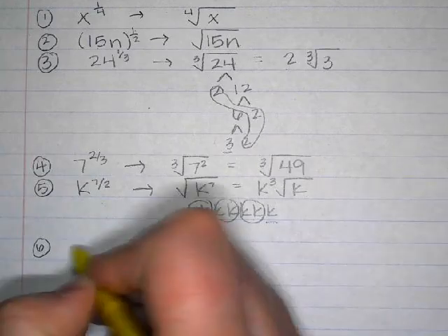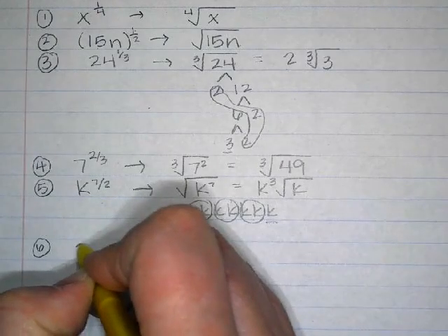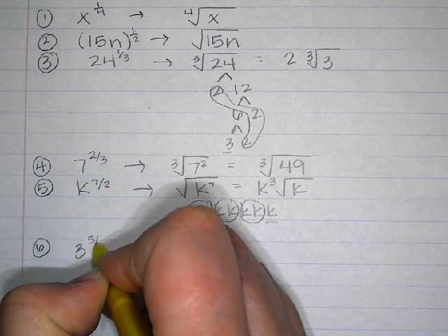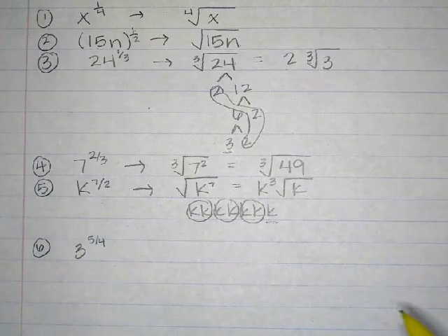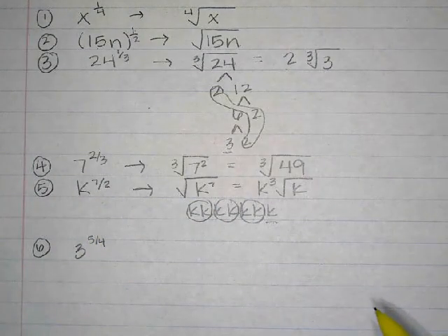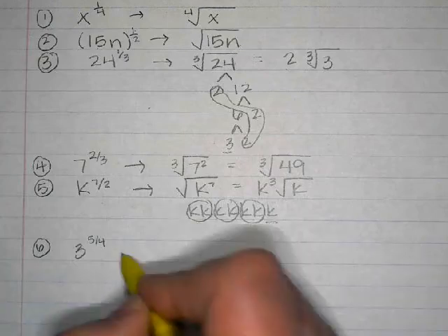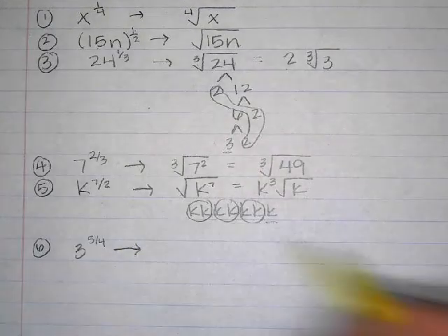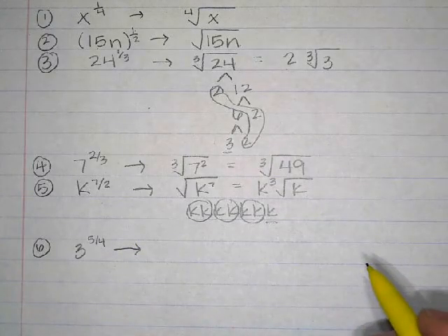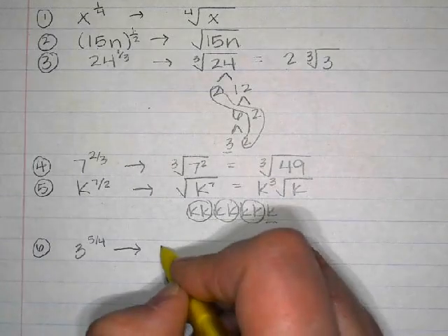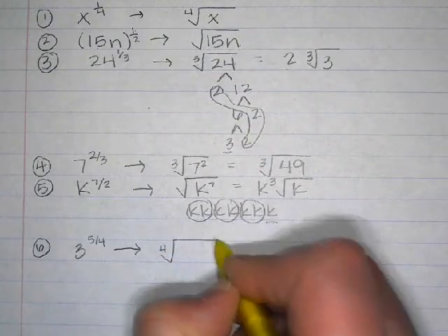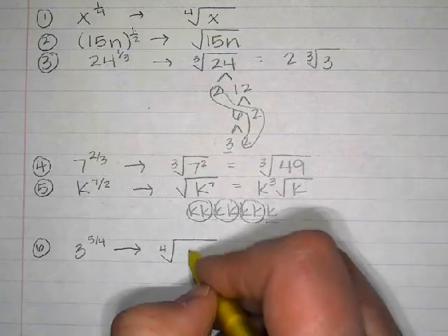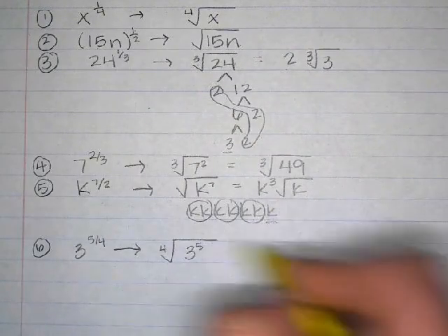Let's do 3 to the 5/4. Okay, so what type of root am I going to have? I'm going to have a 4th root. Okay, what goes inside? 3 to the 5th. Does anyone know what 3 to the 5th is?